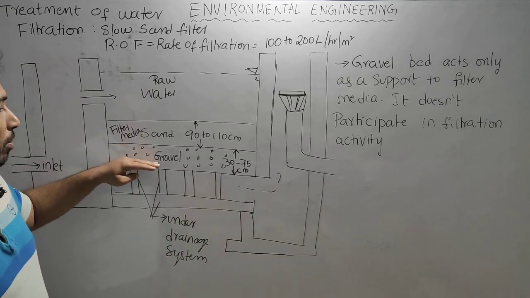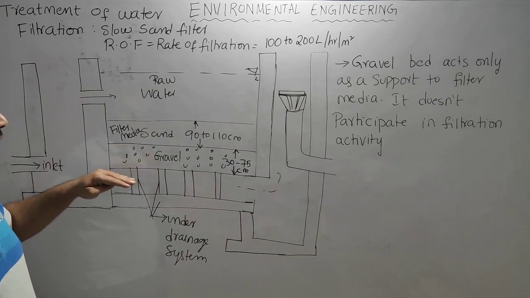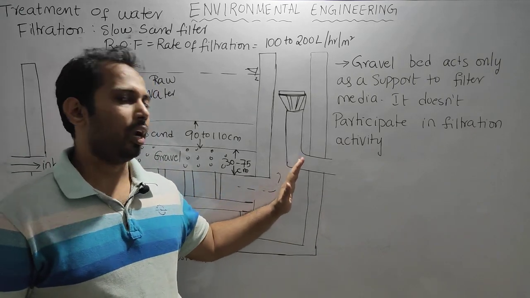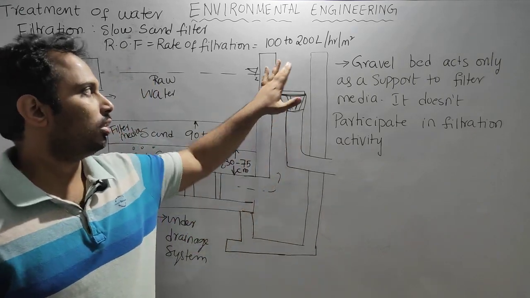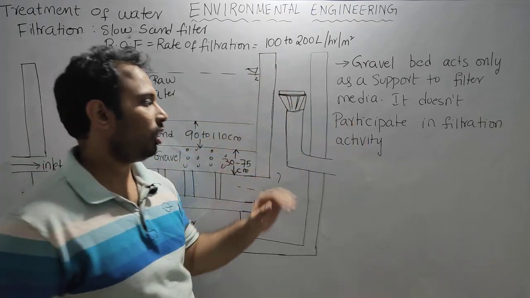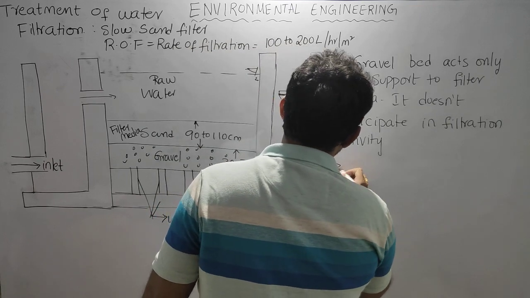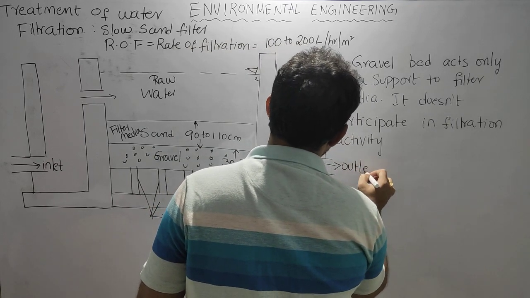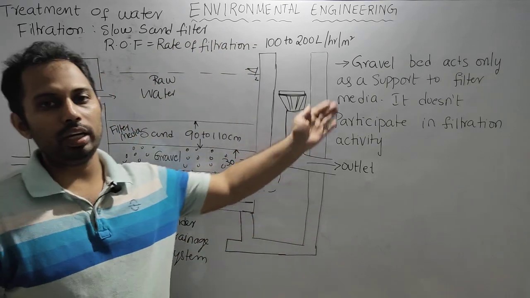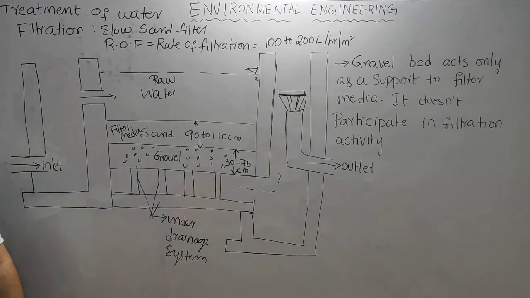Now the water from gravel enters the under drainage system. From this under drainage system, the water will enter into this chamber from where we collect the water into the outlet. This is outlet. So then this water will go to the next treatment process.